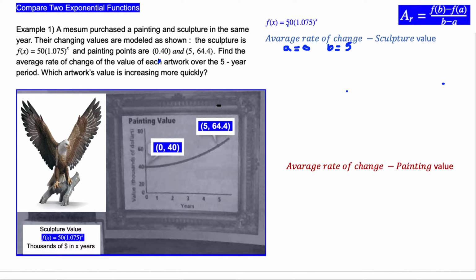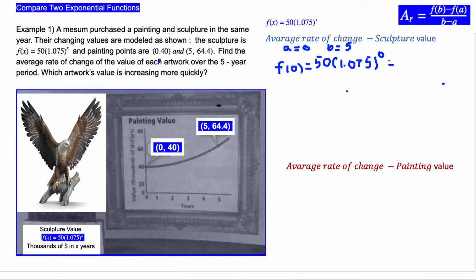As we see in the function, 50 is the initial value. It means when they bought the sculpture, the sculpture cost $50,000. So f of 0, in the year they bought the sculpture, is 50 times the base 1.075, which is greater than 1. It means the price was increasing according to the model. We have an exponential growth function. And here instead of the x, we plug in 0.